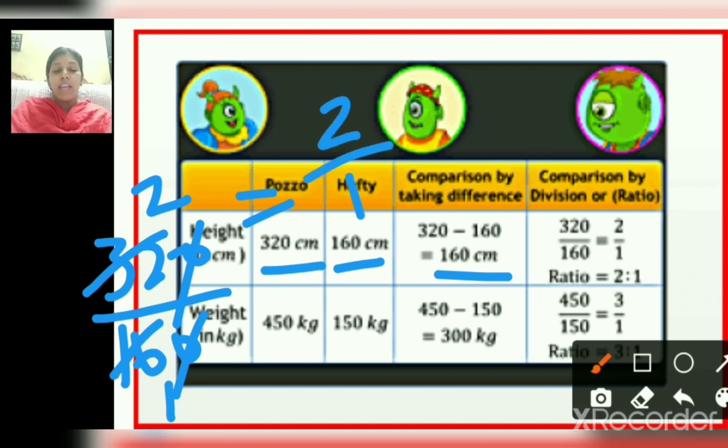Now how can we express 2 divided by 1 in the form of ratio? We can represent it with two dots, which is read as "is to". 2 is to 1. What is the symbol used for ratio? It is a colon, this colon symbol with two dots. We use the colon symbol for ratio. Clear, children? So it is 2 is to 1, or 2 ratio 1.